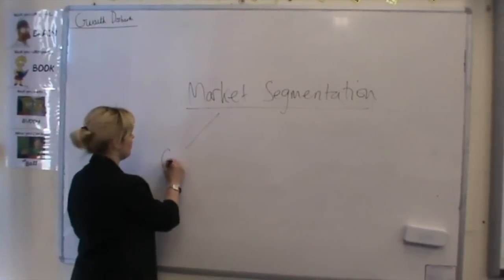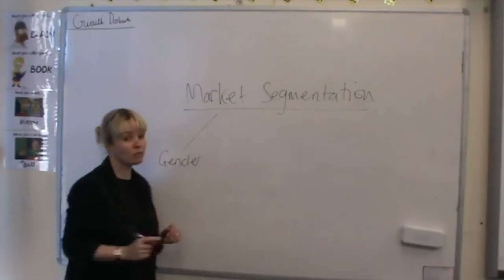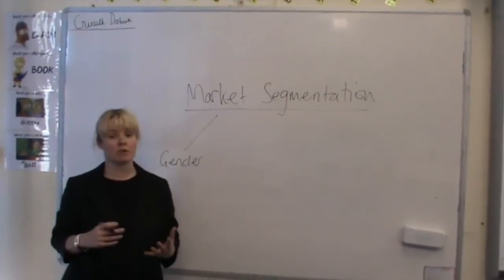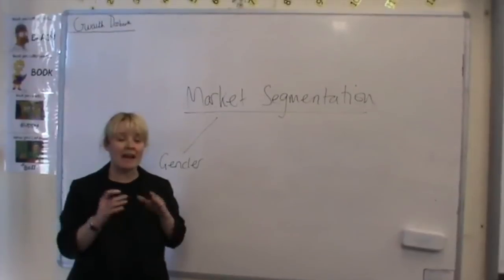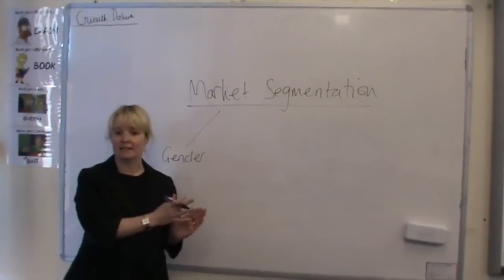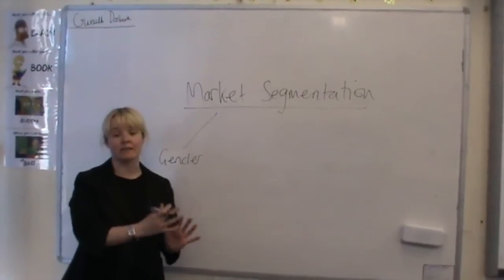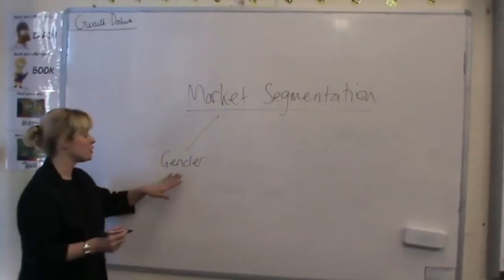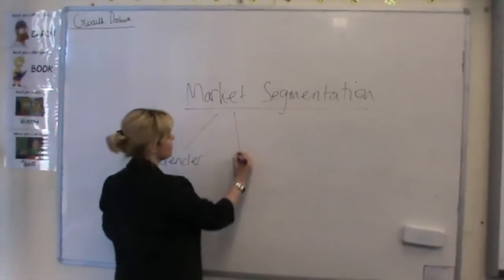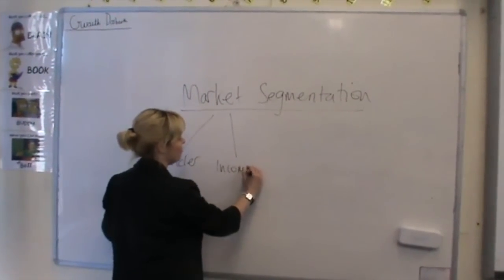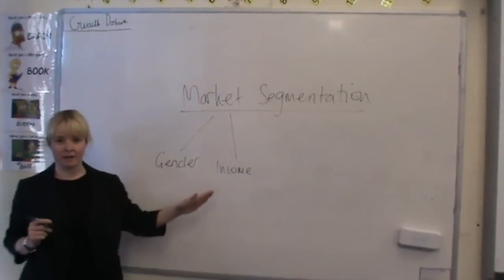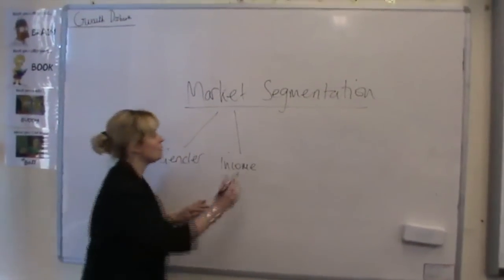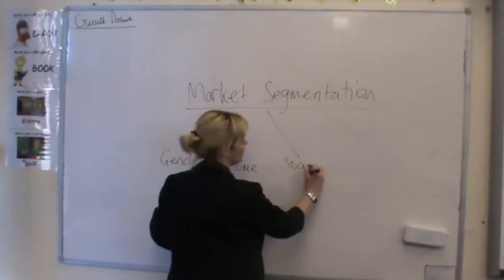The easy one is gender. So we have some products that are aimed at females, perfume, and we have some products that are aimed at males. And by aiming them at just one gender type, they're more likely to meet the needs of that type of person. In this case, if they're male or female. So you've got gender, you've also got income. We have products that are aimed at high income earners, and we have products that are aimed at lower income earners. We have also socio-economic.